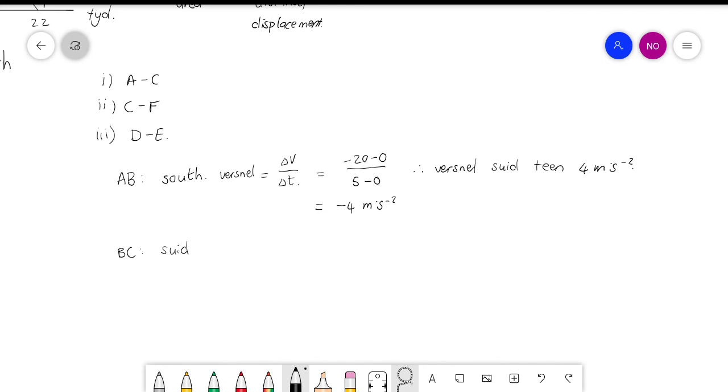We're going to talk about this now. He's still moving in the southern direction. He hasn't turned around yet. He's moving in the southern direction, but he's going slower and slower and slower in the southern direction.